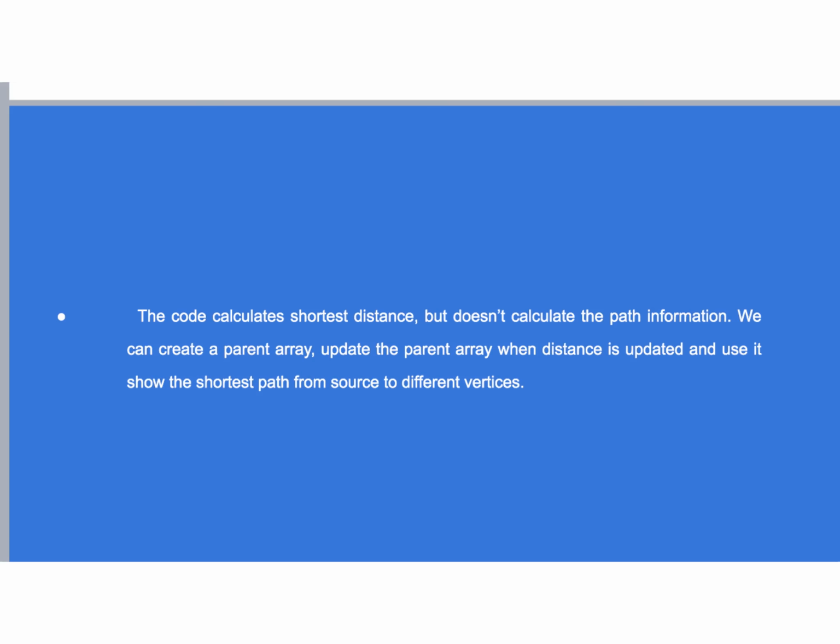The code calculates the shortest distance, but doesn't calculate the path information. We have the shortest distance, but we don't have the path. We specify the path being in the whole of the SPT being a good set. I don't remember correctly, it was 0, 1, 2, 7, 6, 8. It was something like that, but I do remember the last is 4. So we can create the parent array, update the parent array when distance is updated, and use it to find the shortest path from the source to different vertices. So what it's saying is we use the parent array to actually construct the shortest path and shortest distance path here.